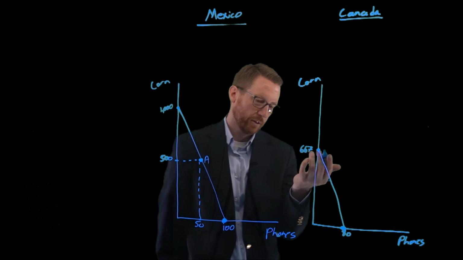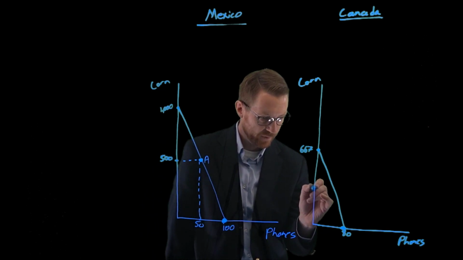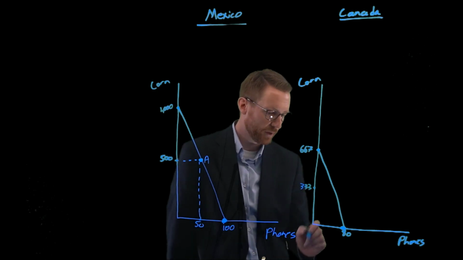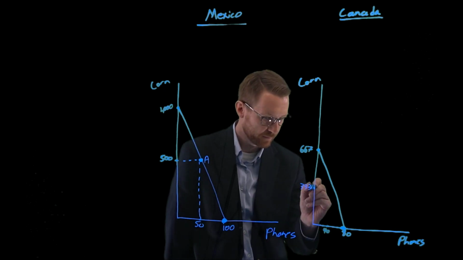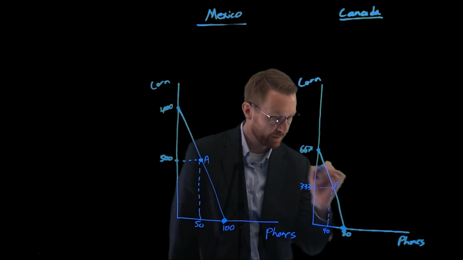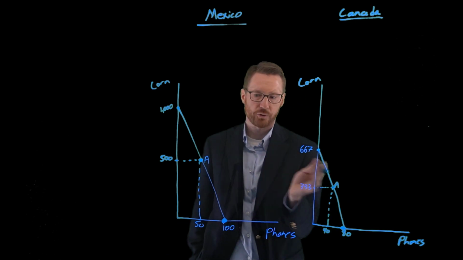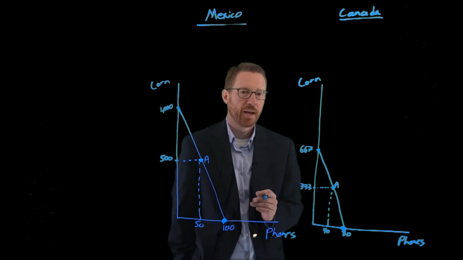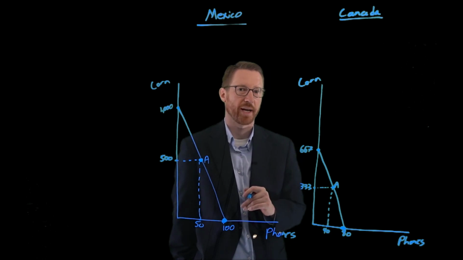And Canada, who could produce 667 corn if that's all they did, is producing 333 corn, and they're producing 40 phones. Call that point A as well. So each country is cruising along, doing their own thing in autarky. And then they get together and say, well, why don't we specialize and trade?